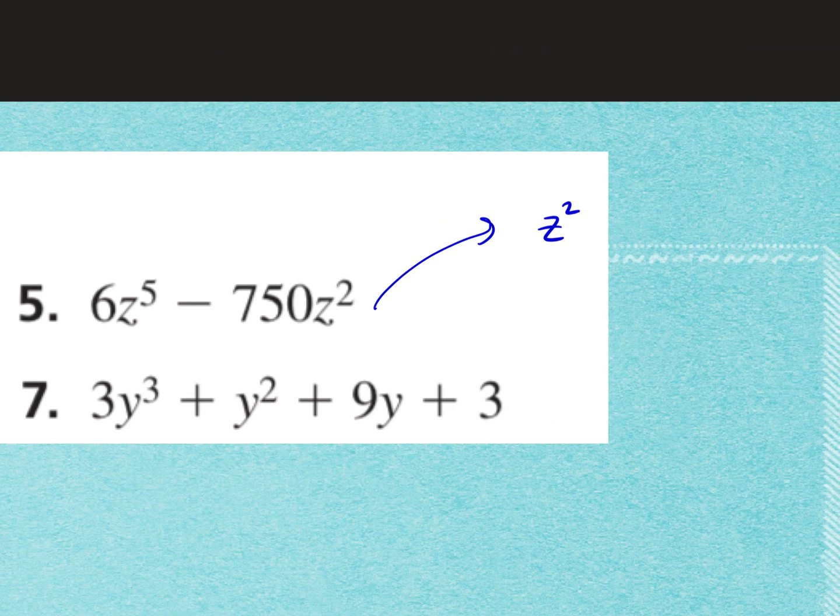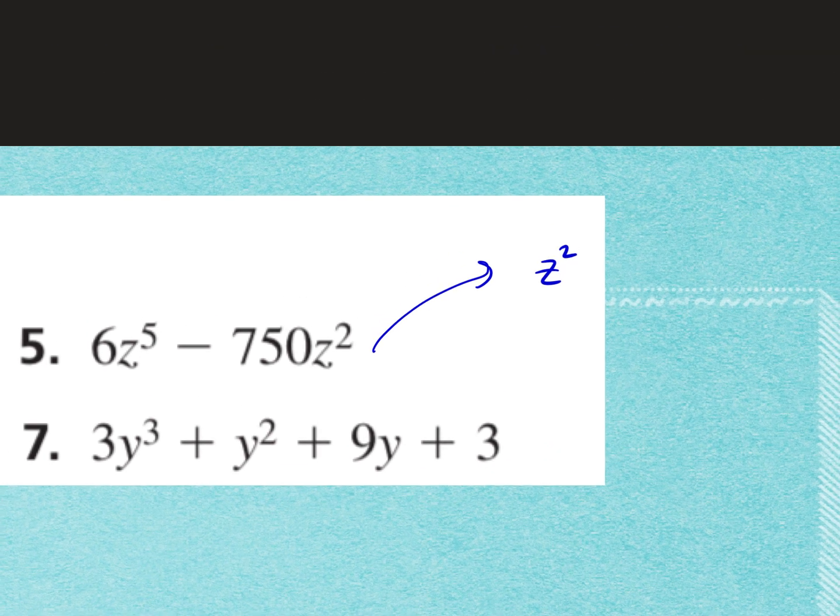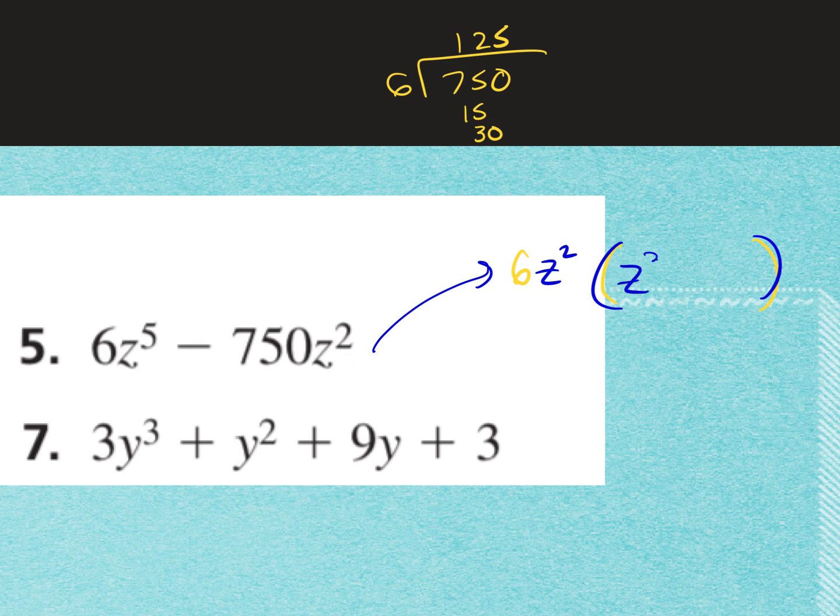Can I divide 750 by 6? Let's try. I think so. 6 goes into 7 one time with 1 left over. 6 goes into 15 two times with 3 left over, and 6 goes into 35. Perfect. So we can take out a 6 z squared. When we take out 6 z squared, we are left with z to the third power minus 125.